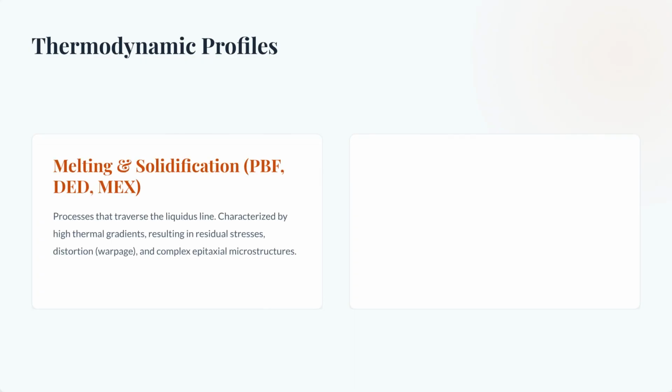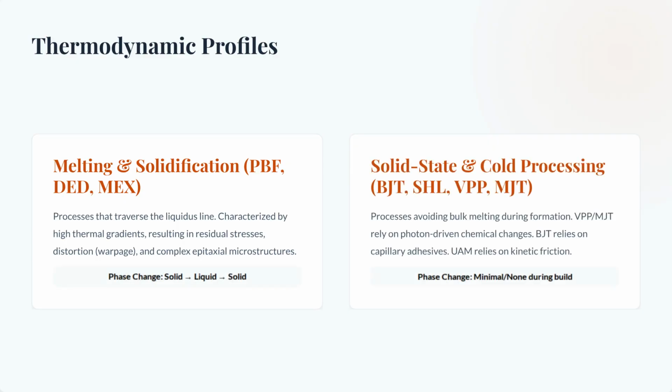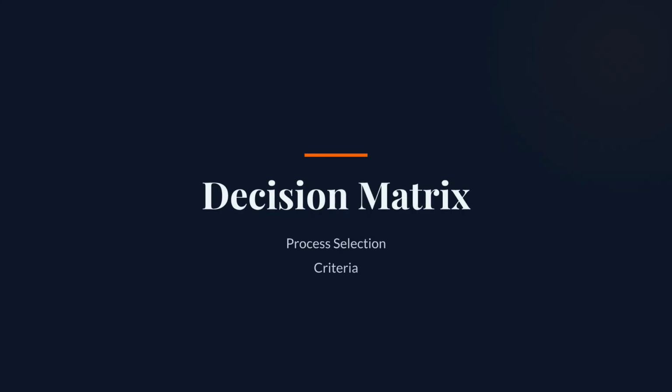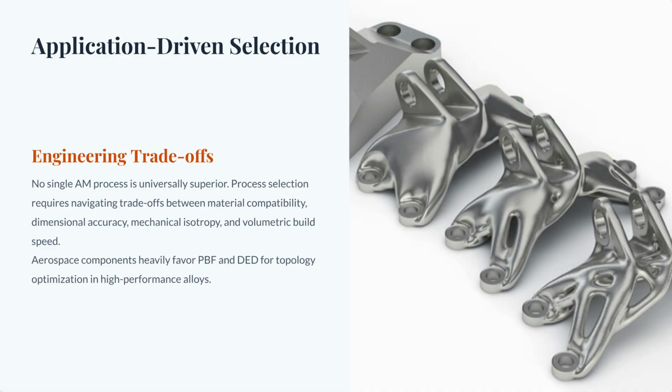Some involve melting and solidification, traversing the liquidus line, which often leads to residual stresses. Others are solid-state, avoiding bulk melting entirely. When selecting an additive process, it is essential to use a decision matrix to evaluate the specific criteria of your engineering project. There is no single superior process. Engineering selection requires navigating trade-offs between material compatibility, dimensional accuracy, mechanical isotropy, and speed.